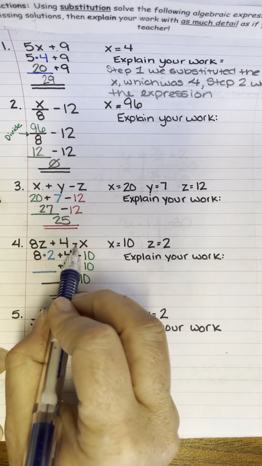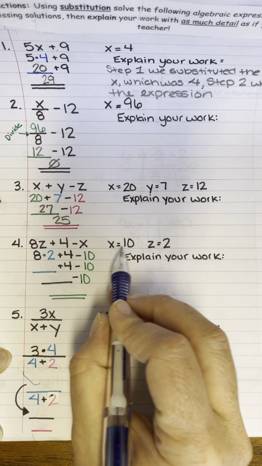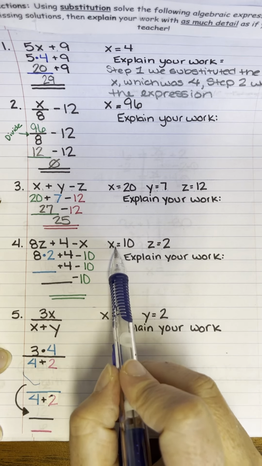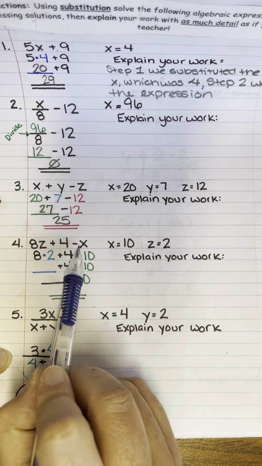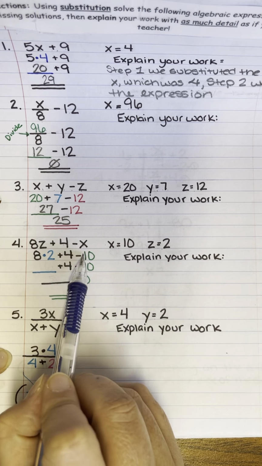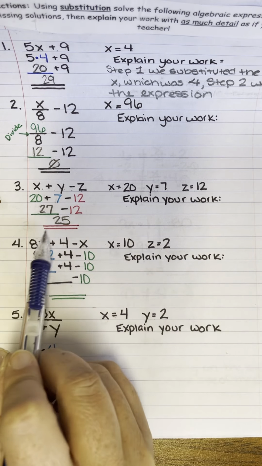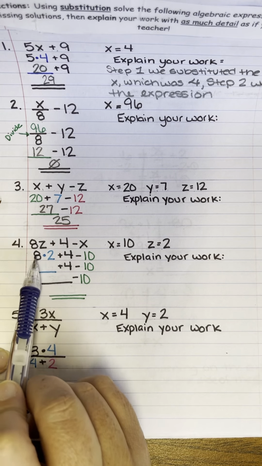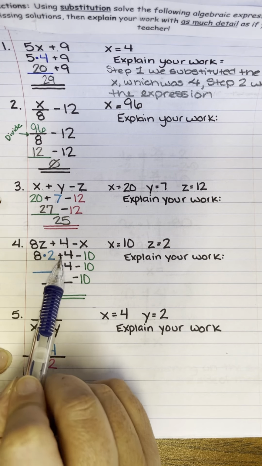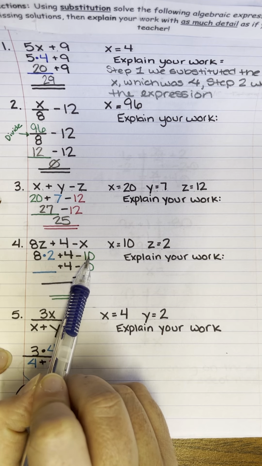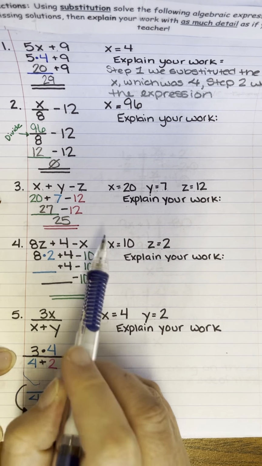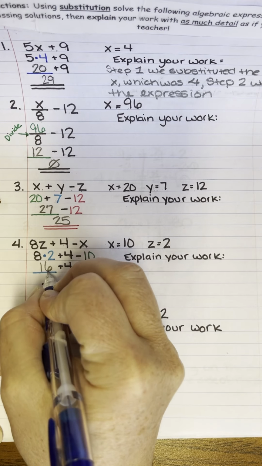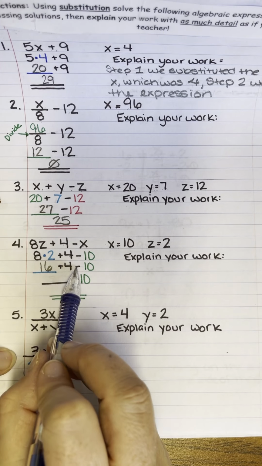8z plus 4 minus x, where x is equal to 10 and z is equal to 2. So I'm going to substitute x for 10. So x is over here this time, so I'm going to put my 10 here. And z is equal to 2, so I'm going to put that where the z is. And remember, 8z means 8 times 2 plus 4 minus 10. Okay, order of operations, say I multiply first. So I'm going to do 8 times 2, which is 16. Bring down what you haven't used, so plus 4 minus 10.